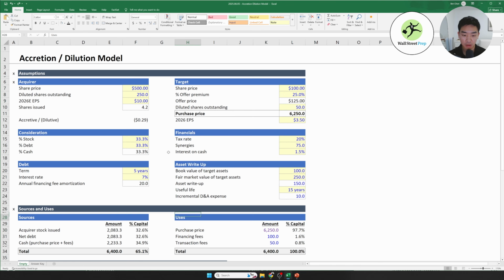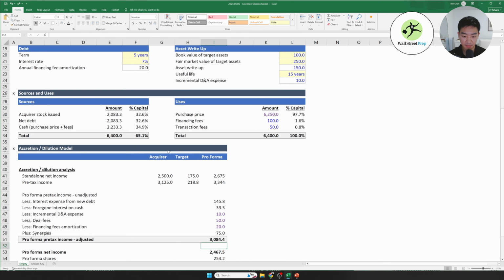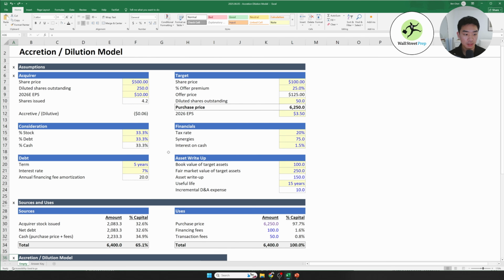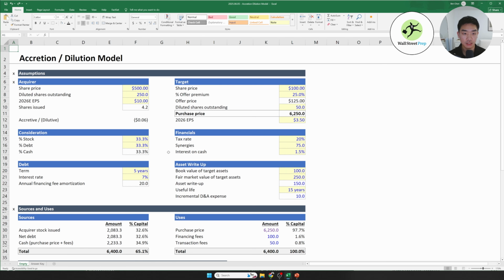And one thing I also realized that I want to fix here is that I didn't add our synergies. So I want to fix that. And another thing you can see is, if we increase our synergies, it should be more accretive, right? So if this is 250, you can see it's just increasing more and more. So that is the accretion dilution model in a nutshell. And again, you can download this model for free in the link in the description below.